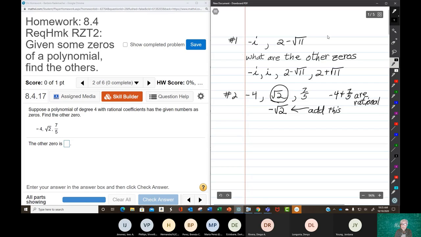Up here, what you're going to add is the conjugate of negative i, which is i, and the conjugate of 2 minus the square root of 11, which is 2 plus the square root of 11. That will ensure that you do not have any i numbers in your polynomial, and you do not have any irrational numbers. Just nice, rational numbers.